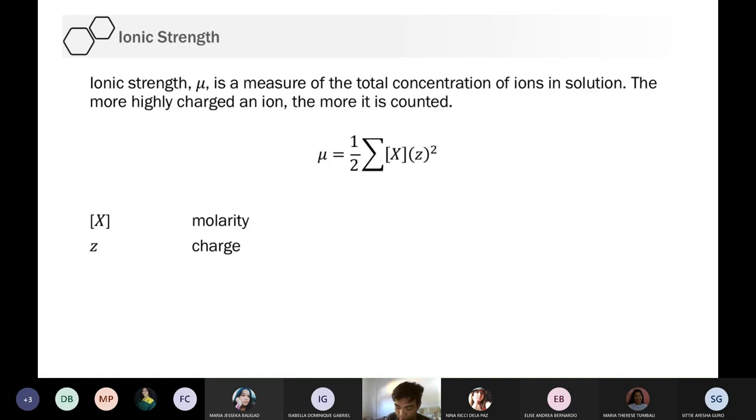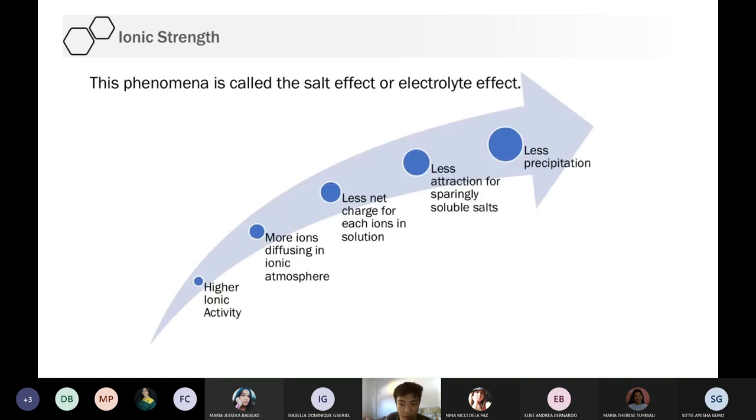Okay. So, yan. The higher the ionic strength, the more our equilibrium will be shifted. Yung kasing unang requirement. So, kapag mas mataas yung mu na nasolve mo kanina, mas malaki yung effect niya sa solution. Okay? So, ganun lang.